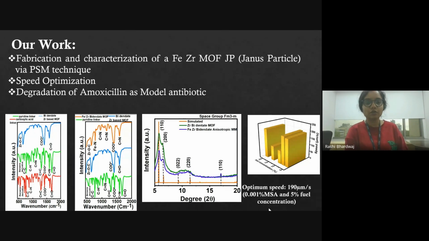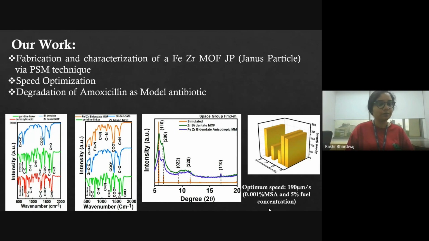The carboxylic group will help in the formation of the zirconium-based MOF, and as the zirconium-based MOF is formed, when we add the Fe into the structure, the pyridine-based linkers, or the pyridine sites, will take the iron, so it will have two kinds of metal moieties. So we fabricated and characterized this FeZr MOF Janus particle via the PSM technique.